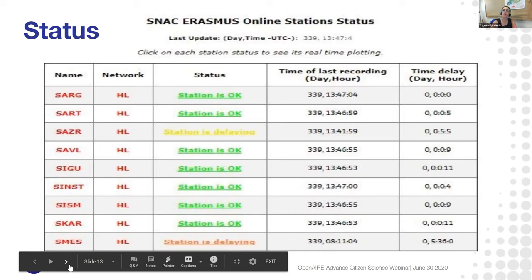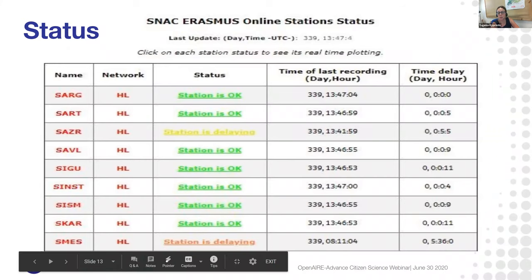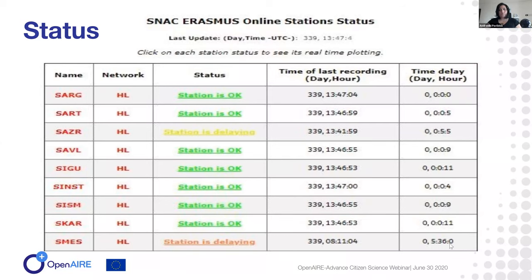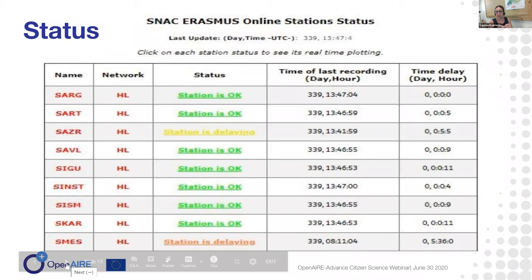Then you can have an even more specific status of each seismograph, which is very important if you want to have very accurate research. For example, we have picked a screenshot here where one of the seismographs is delaying. It has a minor delay, as you can see in the last column, which shows the size of the delay. But the last one, which is orange, has an even greater delay. These are all data that can give some extra to your research, and it can help you be even more accurate.